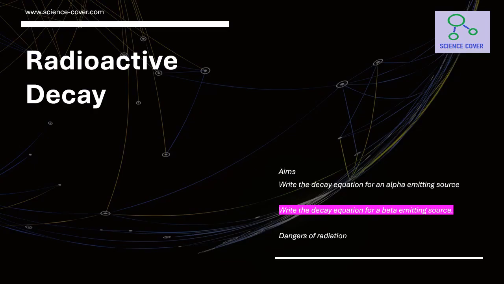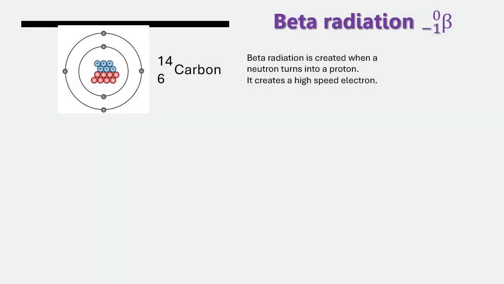Let's write the decay equations for beta emitting sources. Beta radiation is created when a neutron turns into a proton. This creates a high-speed electron. Now I can write beta radiation as a beta symbol or an e with a 0 as the mass number and a -1 as the atomic number, and we'll see why in a minute.